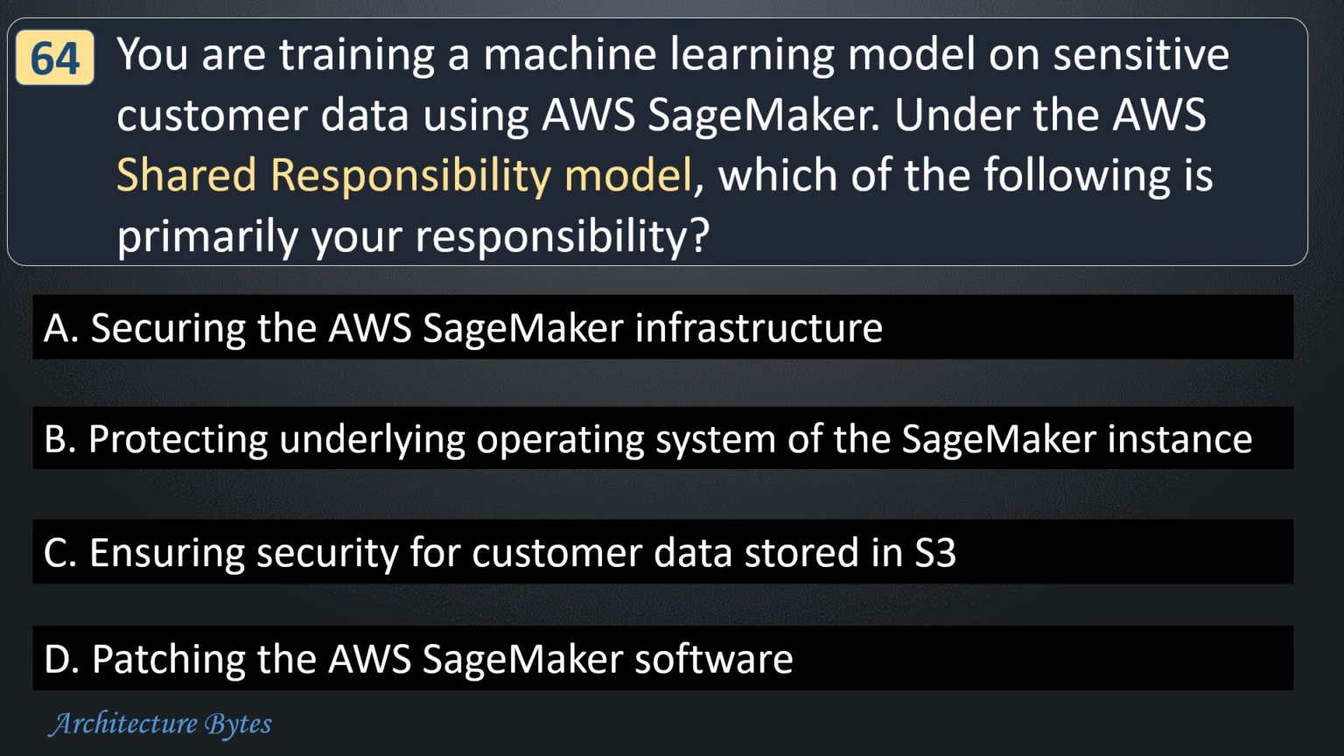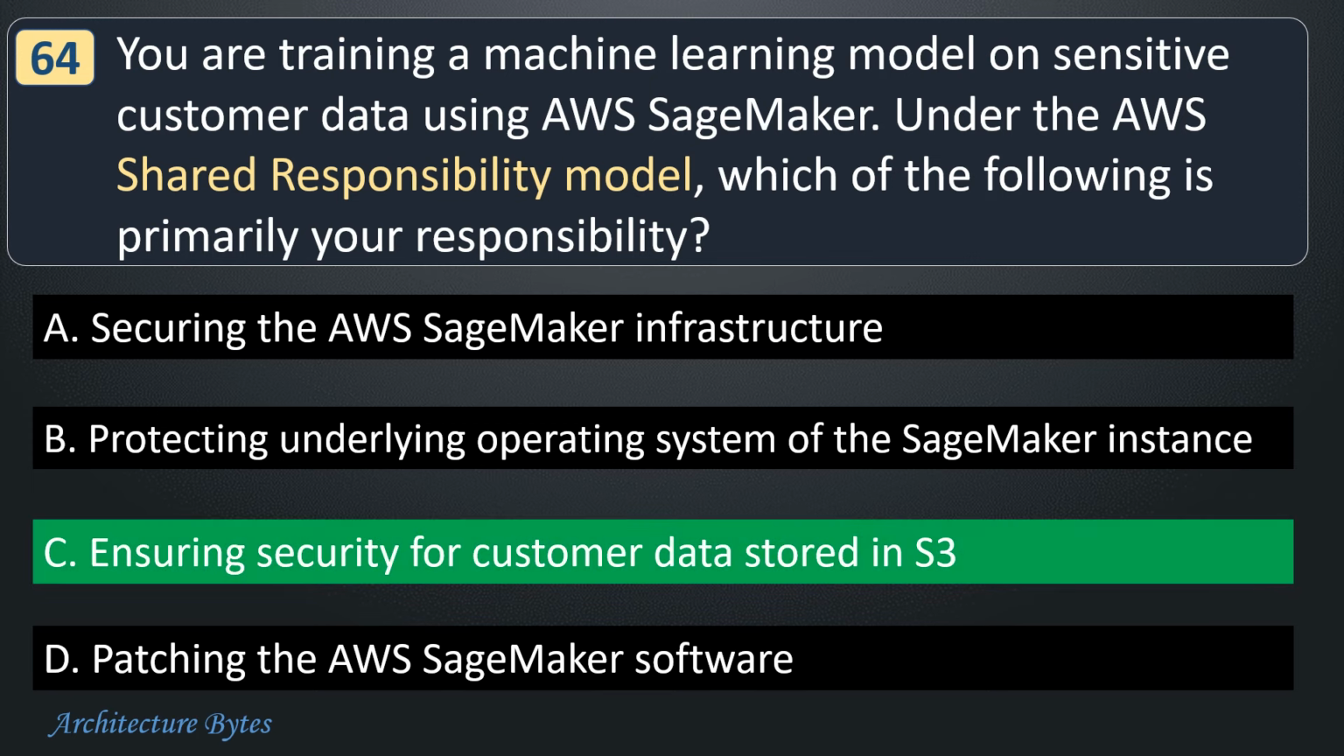You are training a machine learning model on sensitive customer data using AWS SageMaker. Under the AWS shared responsibility model, which of the following is primarily your responsibility? Option A, securing the AWS SageMaker infrastructure. B, protecting the underlying operating system of the SageMaker instance. C, ensuring security for customer data stored in S3. D, patching the AWS SageMaker software.